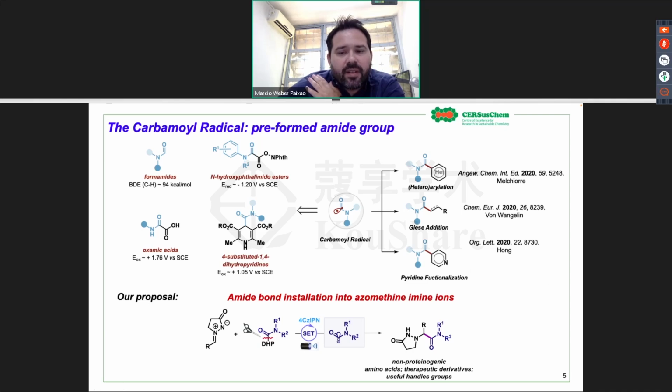In 2020, the groups of Melchiorre and Jacob van Wangelen explored the use of dihydropyridine derivatives as alternative strategies for carbamoyl radical generation, for further installation of these amide bonds on heteroaryl bromides, as reported by Melchiorre, and on activated olefins, as reported by the organoboron groups.